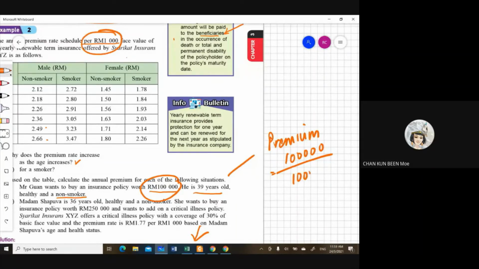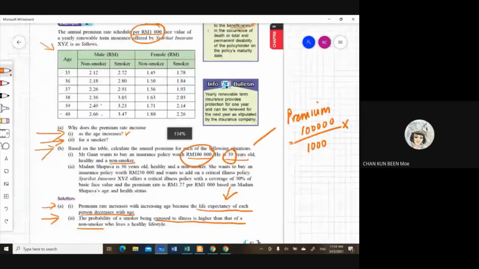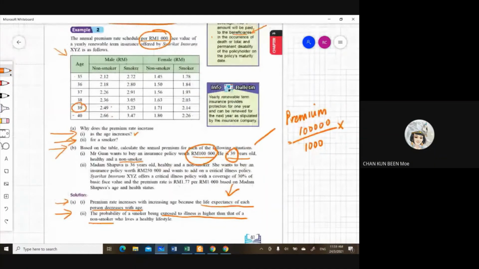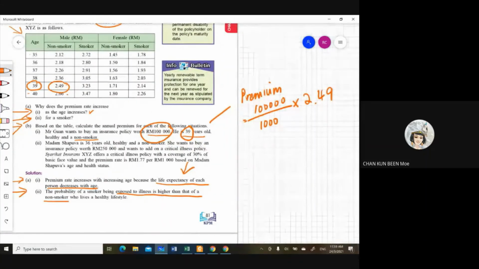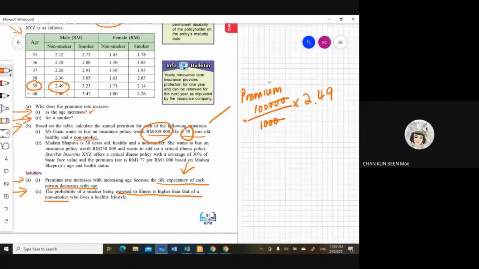So it's per 1,000 and then you multiply. Look at Mr. Guan's age. He's 39 years old, male, non-smoker. So it's 2.49. Therefore, you just multiply by 2.49. Okay, cancel the 0 at the back. It means 100 times 2.49. So the premium paid is RM249. Okay, and then we look at the second question here.